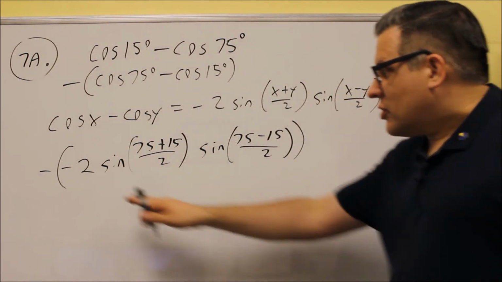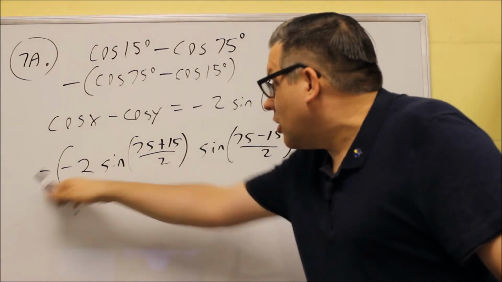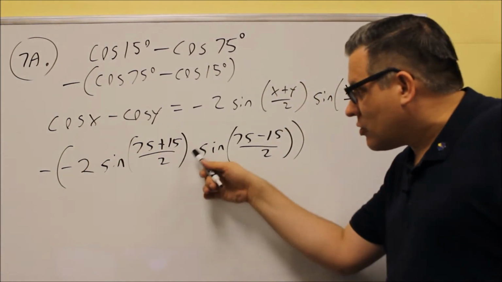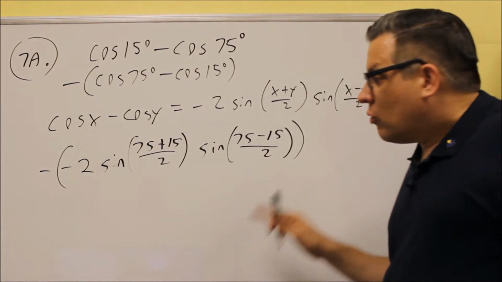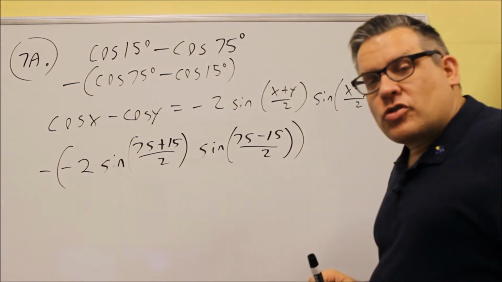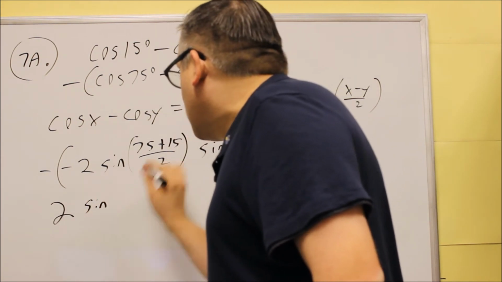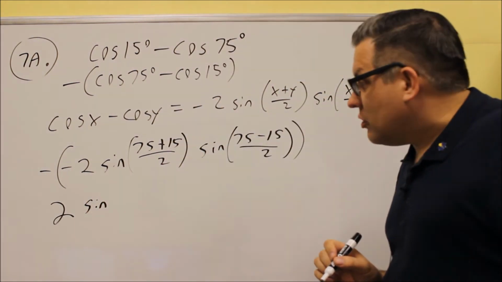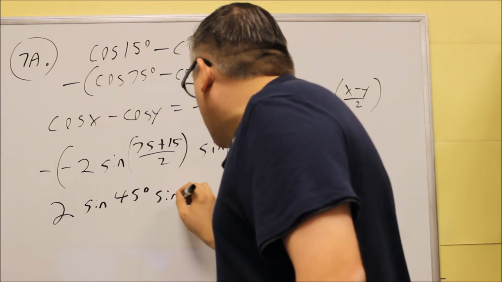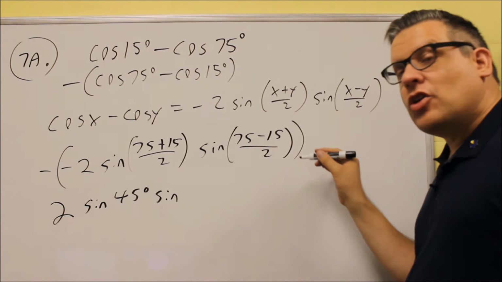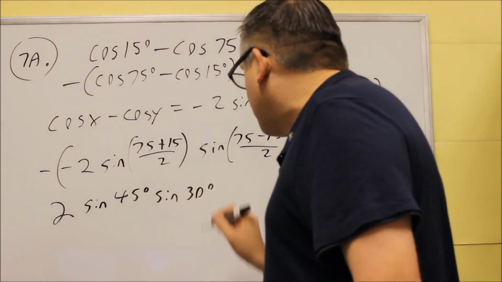Like I said before, this is all multiplication. So you're not distributing a negative to here and to here. You're not doing that because there's no plus or minus sign in between. You're just multiplying all this together at once. So you can just multiply the first two together and you get positive 2, and then you're done with that part. 75 plus 15 over 2 is 90 over 2, that's 45. And then sine 75 minus 15 over 2, that'd be 60 divided by 2, that's 30 degrees.